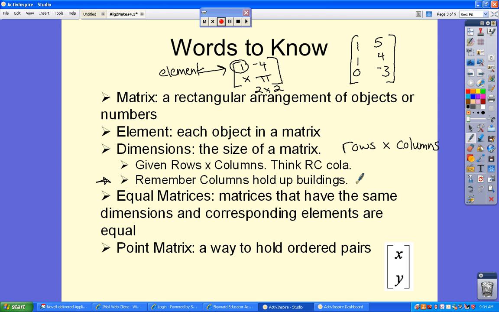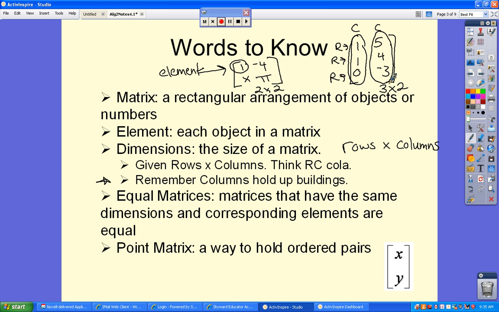Okay? This is what you need to remember. Columns hold up buildings. This is a column. This is a column. And I feel like our elementary teachers told us those were rows. These are rows. Here, I can write C for column. These are rows. See? Rows go this way. And the way we get the size is rows by columns, RC, like I said. So this would be a 3 by 2.